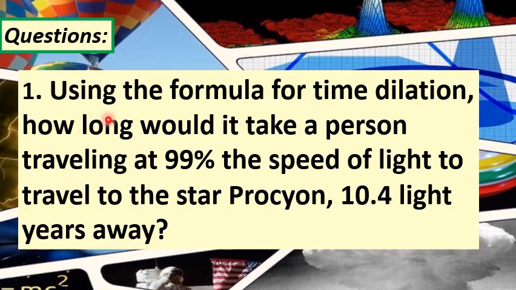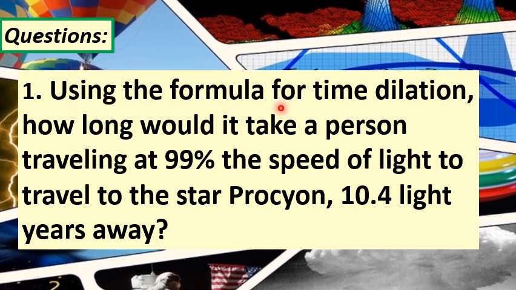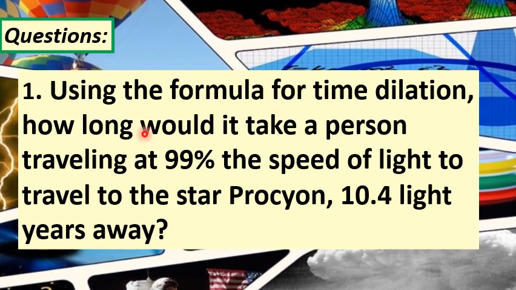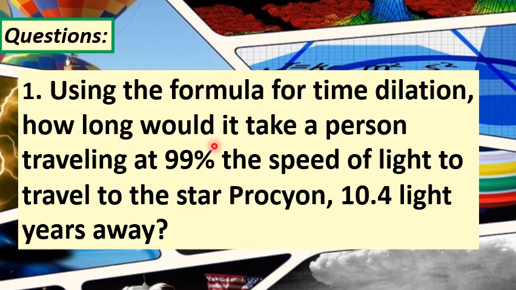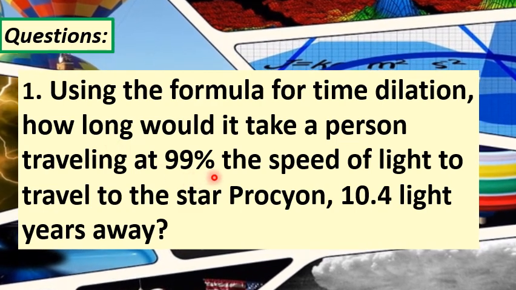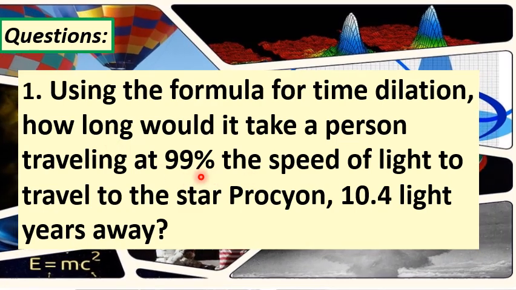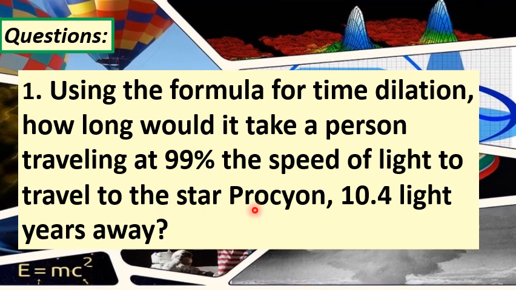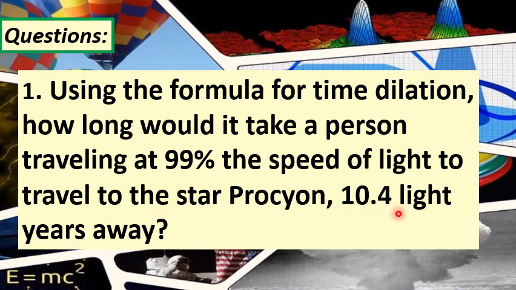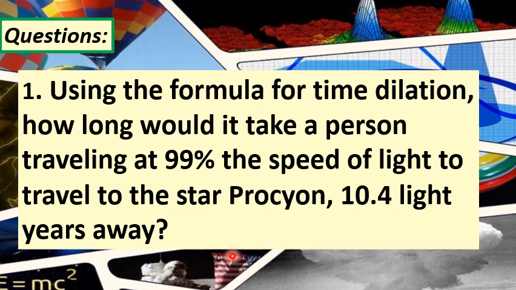Question number 1. Using the formula for time dilation, how long would it take a person traveling at 99% the speed of light to travel to the star Procyon, 10.4 light years away?